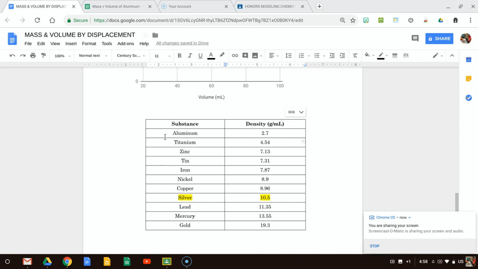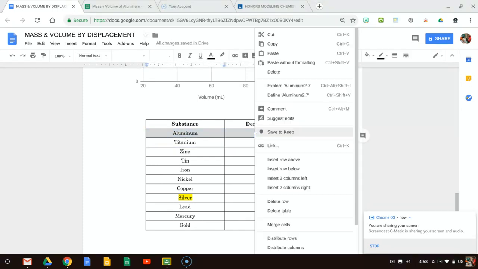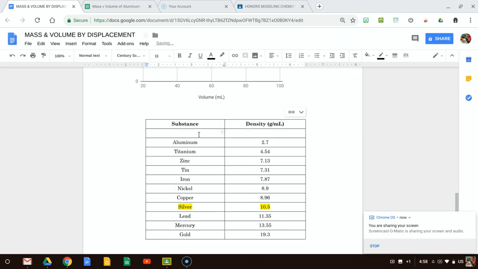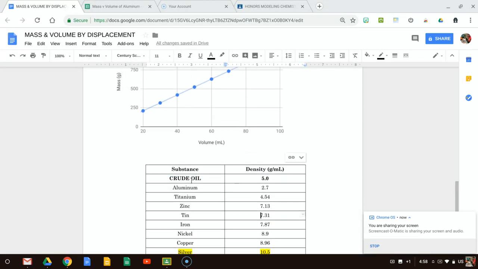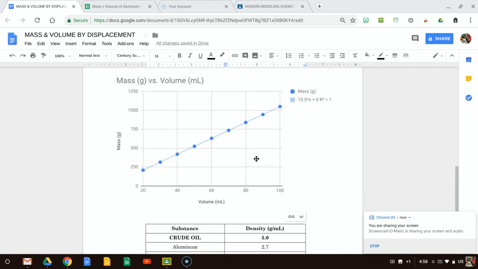Now, what if you are prompted to plot a graph just given a density? Let's say I'm going to add in a weird one, some sort of crude oil, and its density was 5.0. I wanted a nice number. What if I asked you, and you will get this in your handout and in a future worksheet, to plot the graph of crude oil, whose density is 5.0 grams per milliliter?